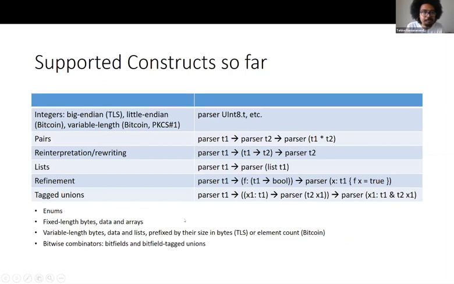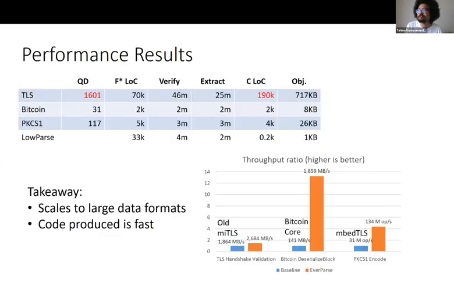We support pairs, lists, refinements, tagged unions, integers, enums, fixed length bytes, variable length bytes, and also bit fields, bit-tagged unions. These are necessary for TLS, QUIC, and other implementations and applications, and we generate validators that are significantly faster than the reference implementations. For Bitcoin, for instance, we generate a 13 times faster implementation than Bitcoin Core.